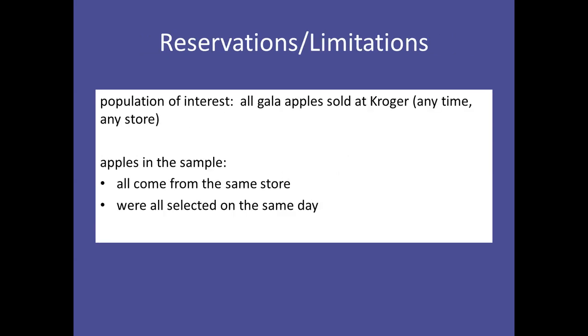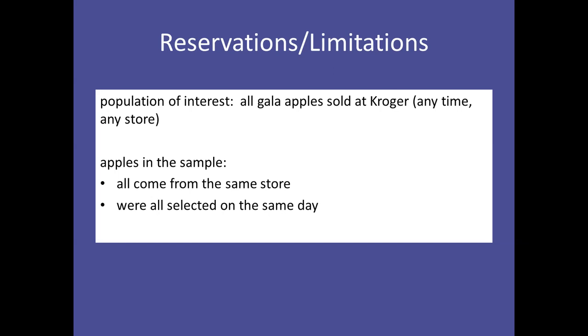The last thing in the write-up, any reservations or limitations regarding the conclusion based on the way that the sample data was collected? Well, let's see. All of the Gala apples that were weighed were at one Kroger. They were all at the Euclid Kroger, and it was all done in one day, all on July 16th. But the population of interest, the way that the hypotheses were formulated, appeared to be all Gala apples sold at Kroger without those restrictions. So anytime at any store.